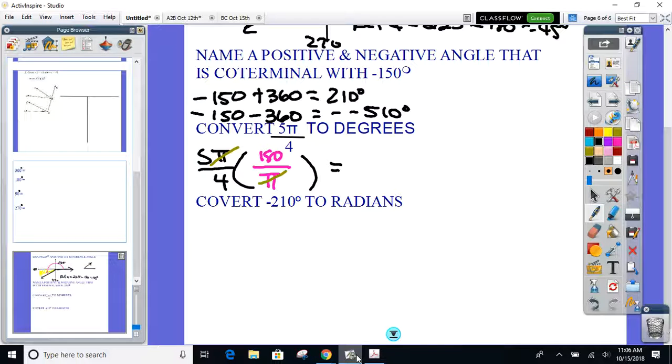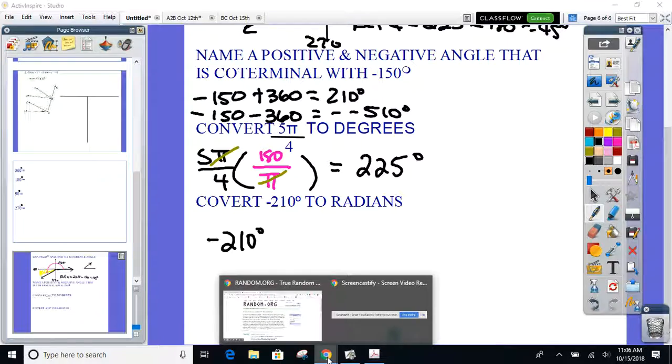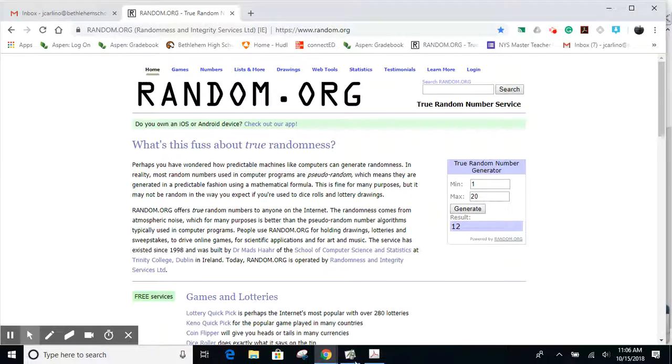225 degrees. Go in reverse. Look on your formula sheet again. Everyone see where it says now degrees to radians? Degrees to radians. You all see that? So what should I be multiplying negative 210 by now? What's the conversion?